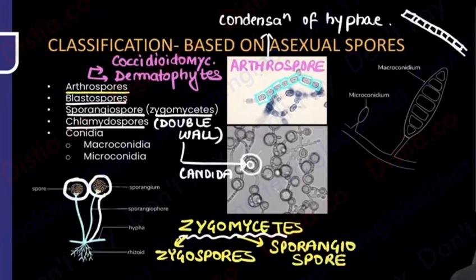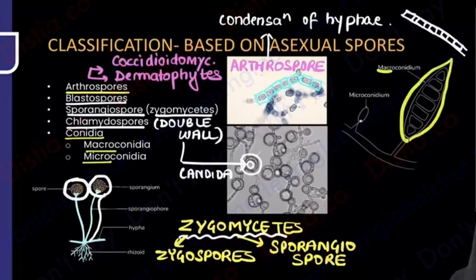And lastly, you have conidia, which is macro and micro. No brownie points for guessing that the macroconidium is going to be large and the microconidium is going to be small. And I'll tell you eventually which organisms show this. So having said that, this is the classification on the basis of the asexual spores that we have.